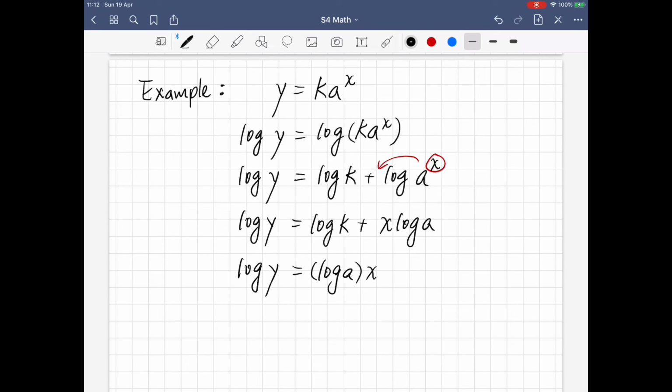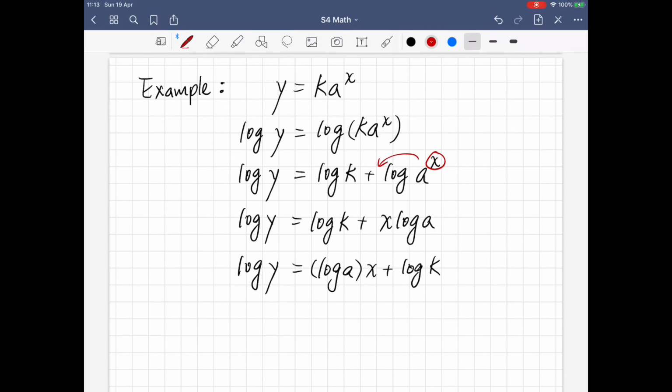Log y equals log a times x plus log k. Using y equals mx plus c, we can know that log y represents the y-axis and x represents the x-axis, and log a represents the slope and log k represents the y-intercept.